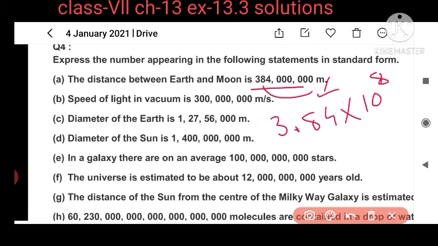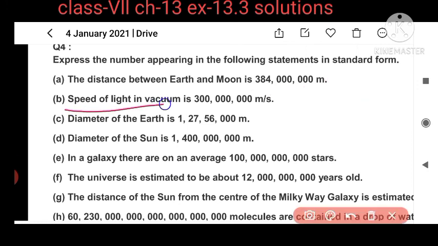Now in the same way, the next question is given. This is very simple, so write this in your notebook. Next is the speed of light in vacuum, which is 3000000, isn't it? Now we have to write this in standard form. How many digits can you see, excluding 0? Only 3, isn't it? So 3 multiplied by 10 to the power. Now after 3, how many digits are there? 1, 2, 3, 4, 5, 6, 7, 8, isn't it? So you will write 10 to the power 8. Very simple. So 3 multiplied by 10 to the power 8.